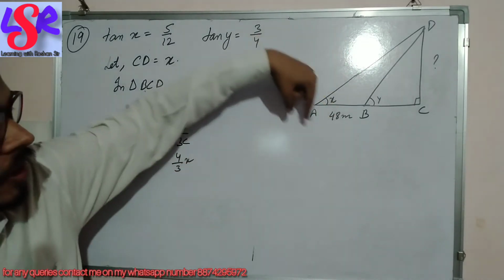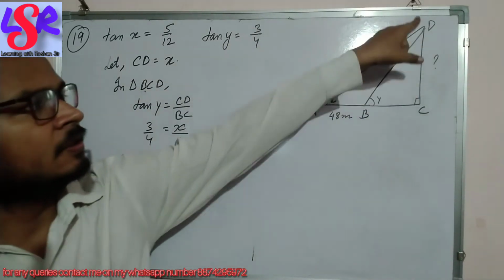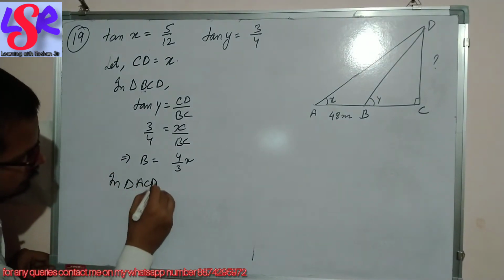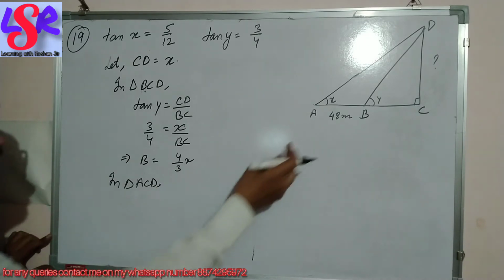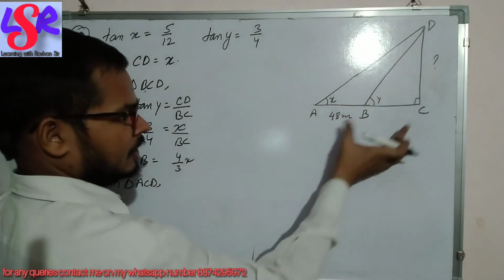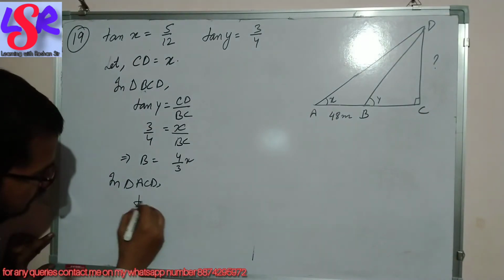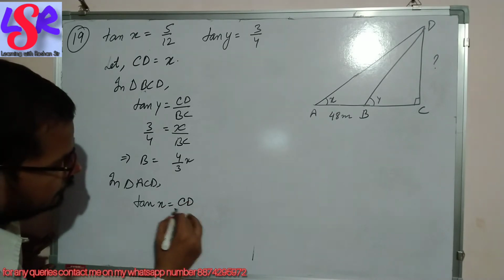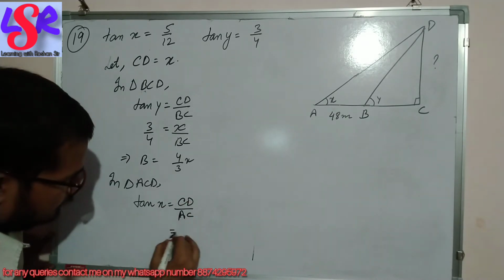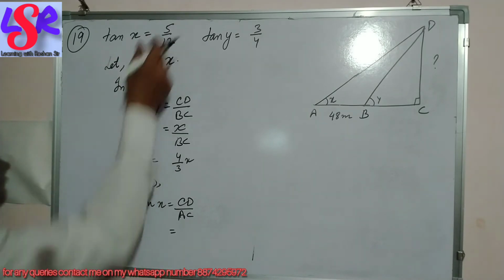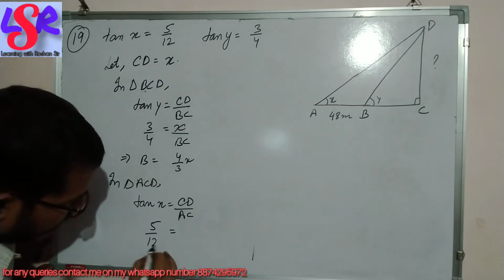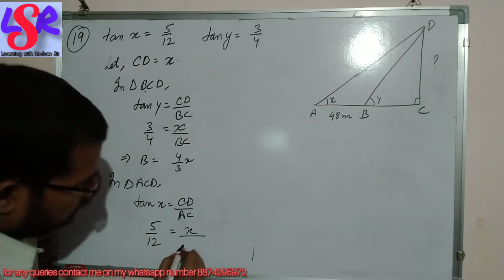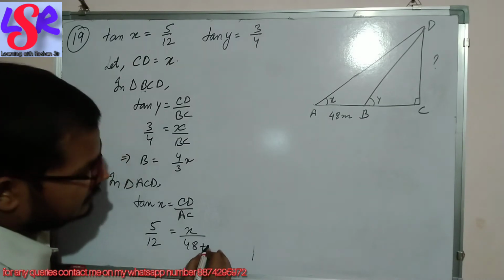फिर अब हम लोग इस पूरे ट्राइंगल का यूज करेंगे, दैट ट्राइंगल ACD. So in triangle ACD, again this will be perpendicular and this whole will be base. So tan theta, that is tan x equals to CD upon AC, और ये tan x की वैल्यू हमें दिया है 5/12. So 5/12 equals to CD, that is x, और AC हो जाएगा 48 plus this BC.